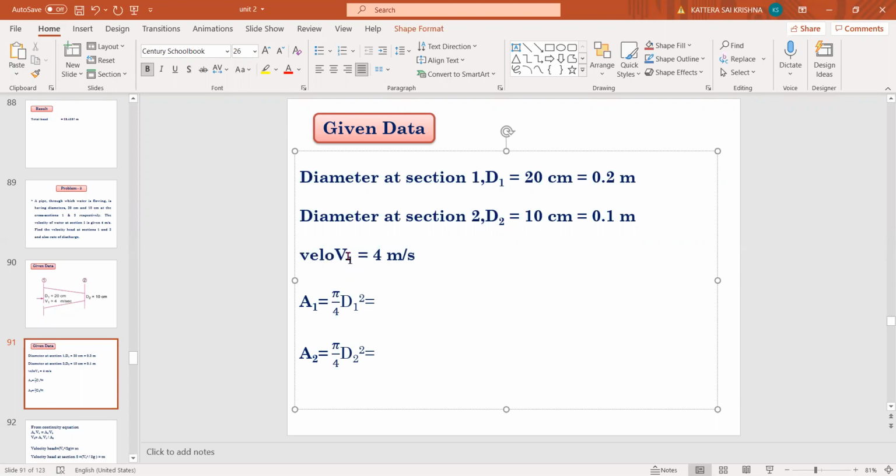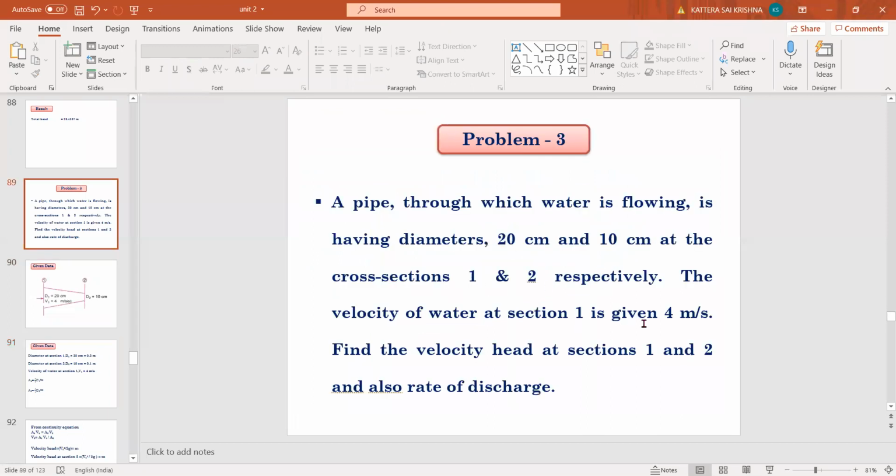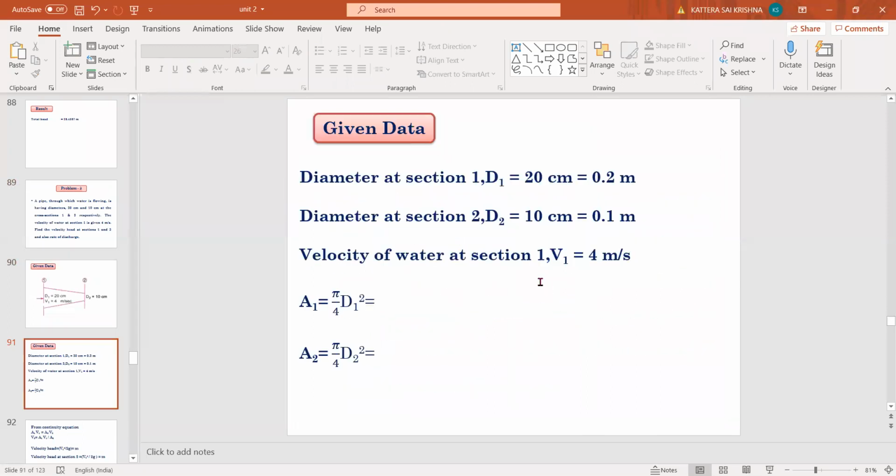Next, what has he given? Velocity of water at section 1, V1, is equal to 4 meters per second. So these three values are the given values. Is anything else given to us? Nothing. So these three are the given data.